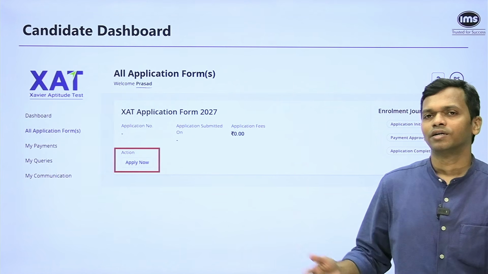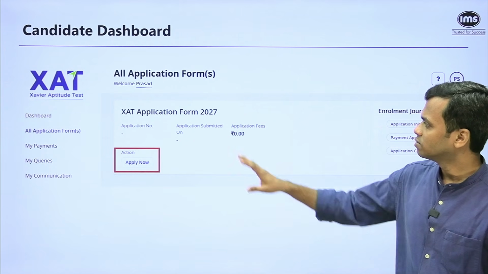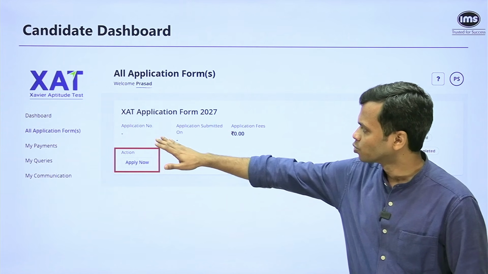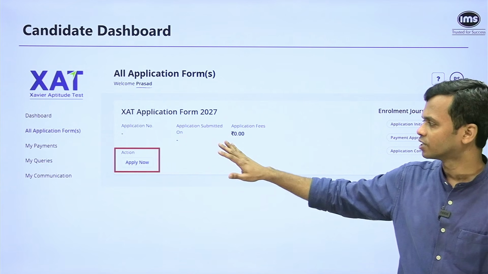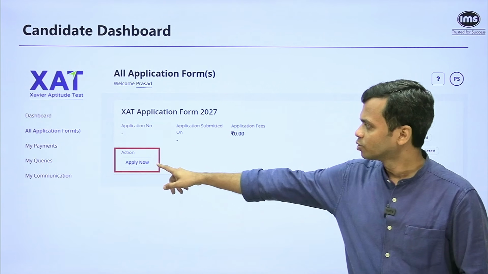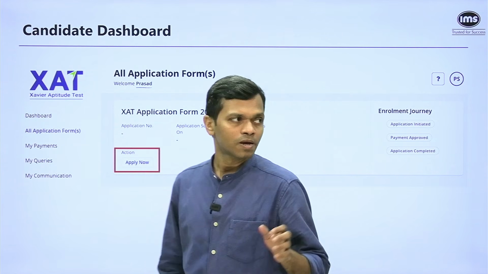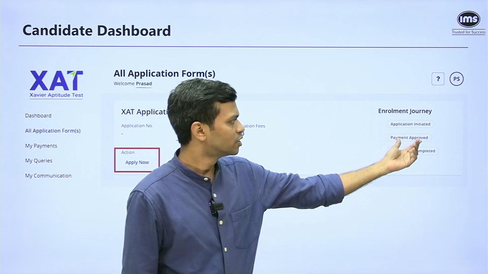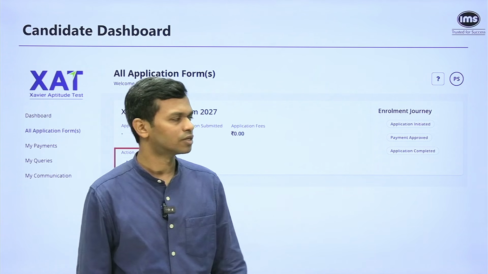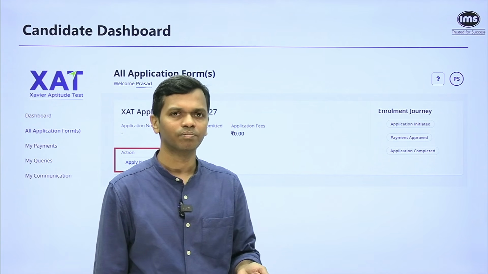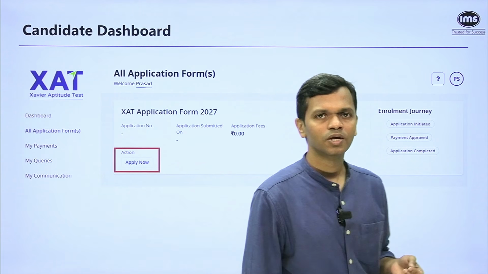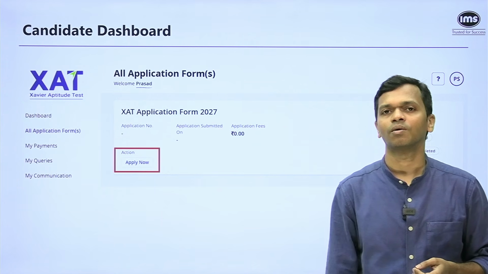Now, then we go to candidate dashboard. So once you log in, you will see something like this. It will show there's no application number, application submitted, and all of that is blank at this point of time. It will show action as apply now. On the right hand side, it will show application initiated, payment approved, and application completed. So that will get highlighted once you've completed that particular step. So we'll start here, which is on the apply now button.